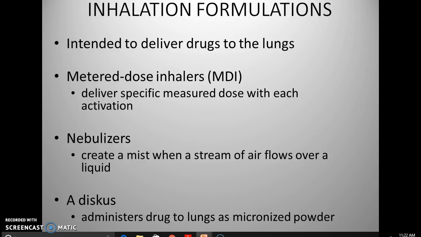Okay, so we talked about MDI. What does that mean? When we talk about MDI, we're talking about metered dose inhalation. This delivers a specific measured dose with each activation. You have what are called nebulizers, creating mist when a stream of air flows over a liquid. And then you have discus, which is the administration of drugs to the lungs in a micronized powder. So three very important formulations that you should be familiar with: metered dose inhalers, nebulizers, and discus.